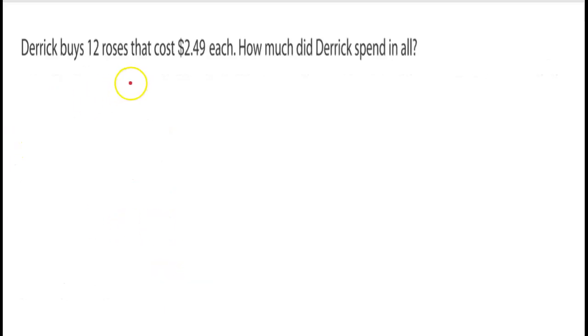So this is a word problem, and we need to learn how to dissect these and find the important information. So it says Derek buys 12 roses that cost $2.49 each. How much did Derek spend in all? Well, I think this whole sentence right here is important. I also think this little phrase, in all, is important as well, because we want to know the total amount he spent on all of these roses.